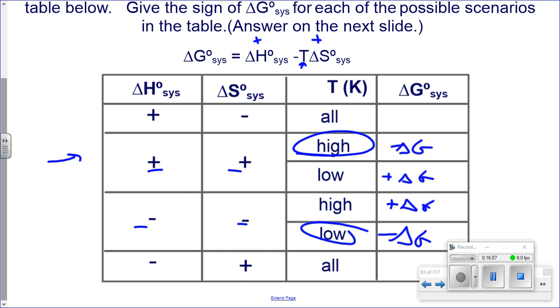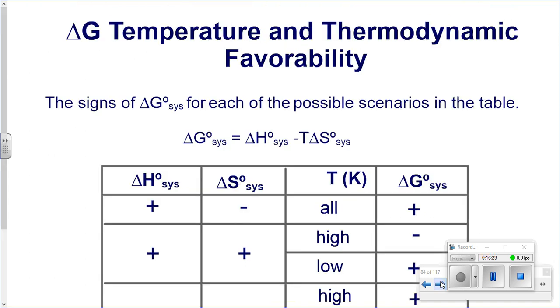Again, why? Because if I have a negative here, again, just do the math. If I have a negative here, that's good. If I have a negative here, that makes this whole term positive because of the negative in front. So I've got to have low temperature here to make this mask this. And there's the answers.